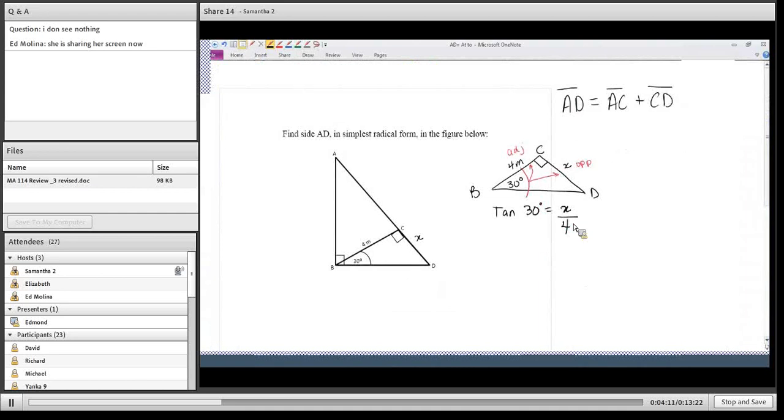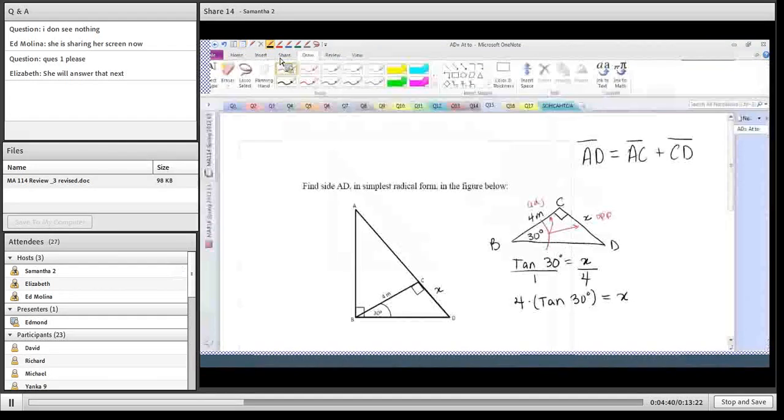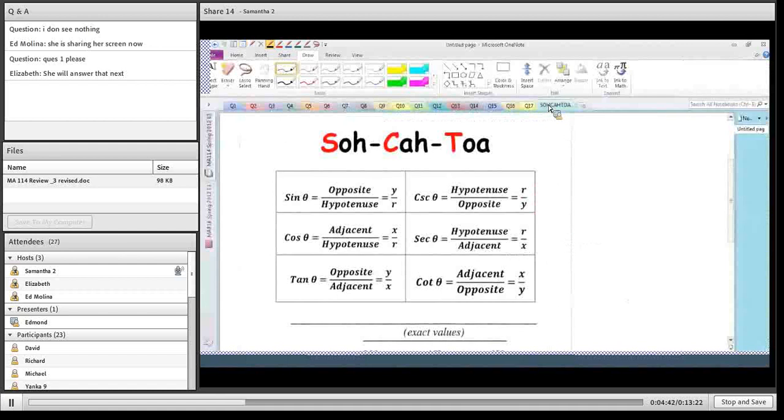Now to solve for X, we need to cross multiply. Put tan of 30 over 1. It makes it easier. So to cross multiply, we'll have 4 times tan of 30 degrees is equal to 1 times X, which is X. Now, 4 times tan of 30. Tan of 30 degrees is an exact value, so you can memorize the table, which is provided to you in your textbook.